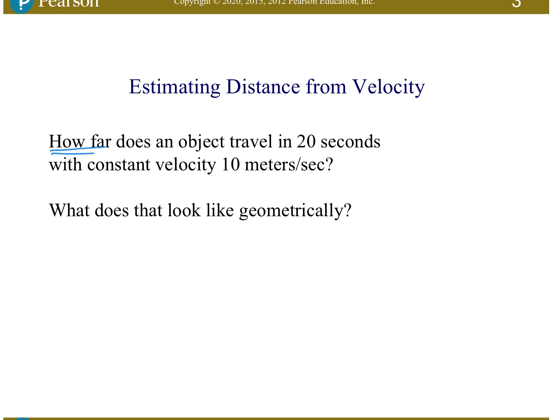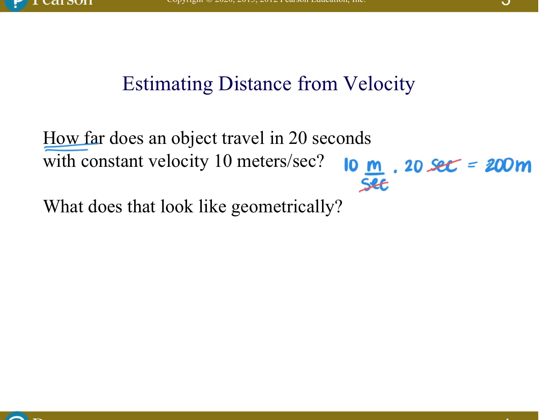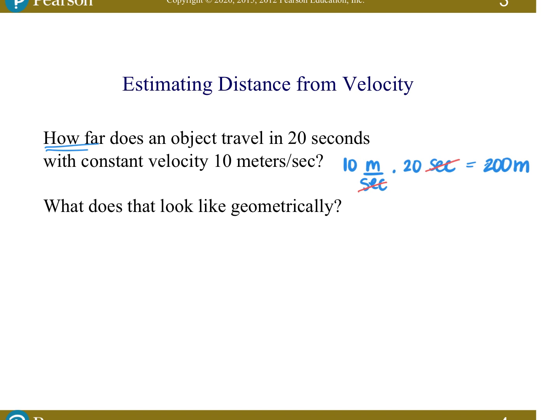Well, we use science and the idea of units. When we look at 10 meters per second, we're going to write our units like that, and we use multiplication. We multiply that by 20 seconds, and the units reduce each other. Because you have seconds in the denominator and seconds in the numerator, those units reduce away. Then the straight multiplication leads you to an answer of 200 with the unit of meters. So how far, the answer to the question, in those 20 seconds, this object would travel 200 meters.